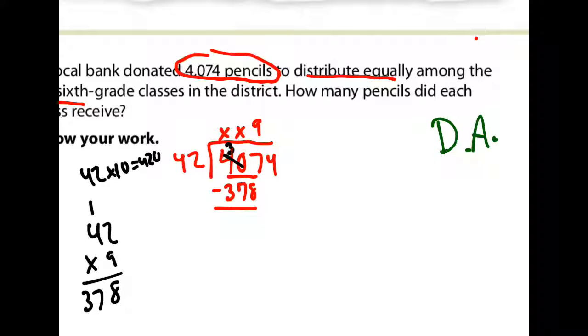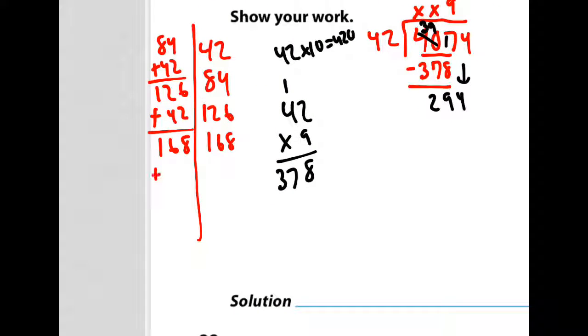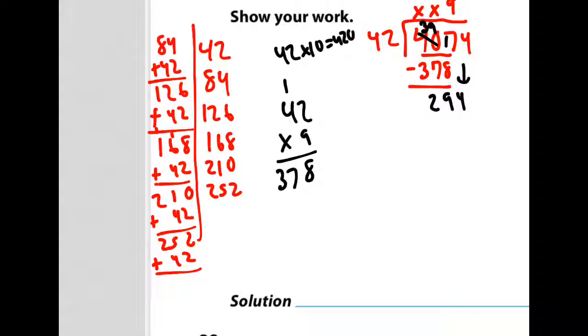Let me do some subtracting there. Borrow from the 40, make it a 39. 17 minus 8 is 9. 9 minus 7 is 2. Bring down the 4. Now 42 into 294. So I'm going to continue my list here. 168 plus 42 is 210. And I've got to go up to 294. Plus 42 is 252. Plus 42 is 294.